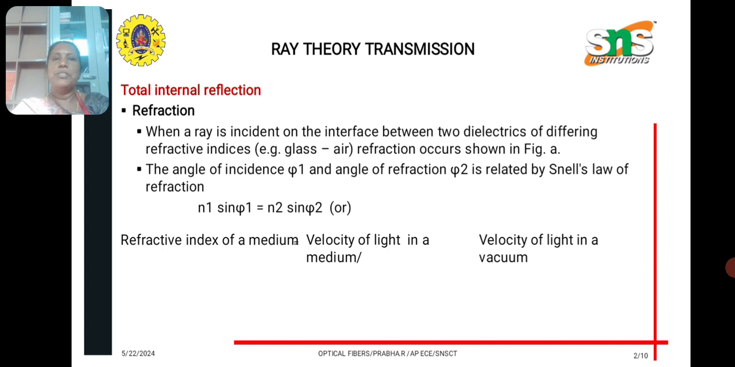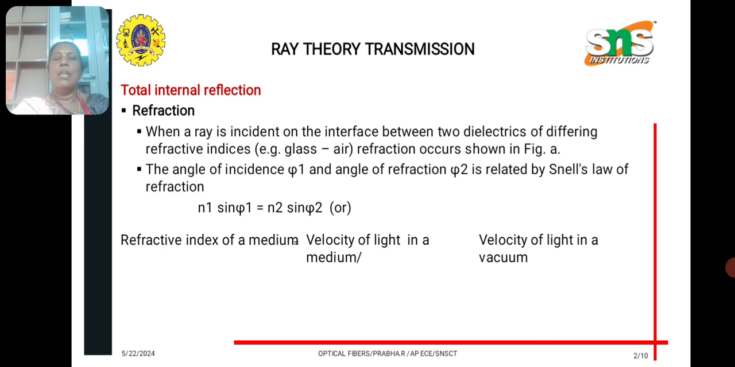And refraction is when a ray is incident on the interface between two dielectrics of differing refractive indices. For example, if one medium is glass and another medium is air, both will have different refractive indices. So in this case, refraction occurs, and the angle of incidence phi 1, which will be shown in the next figure, and the angle of refraction phi 2 are related by a law called Snell's law of refraction. According to Snell's law, n1 sine phi 1 is equal to n2 sine phi 2.